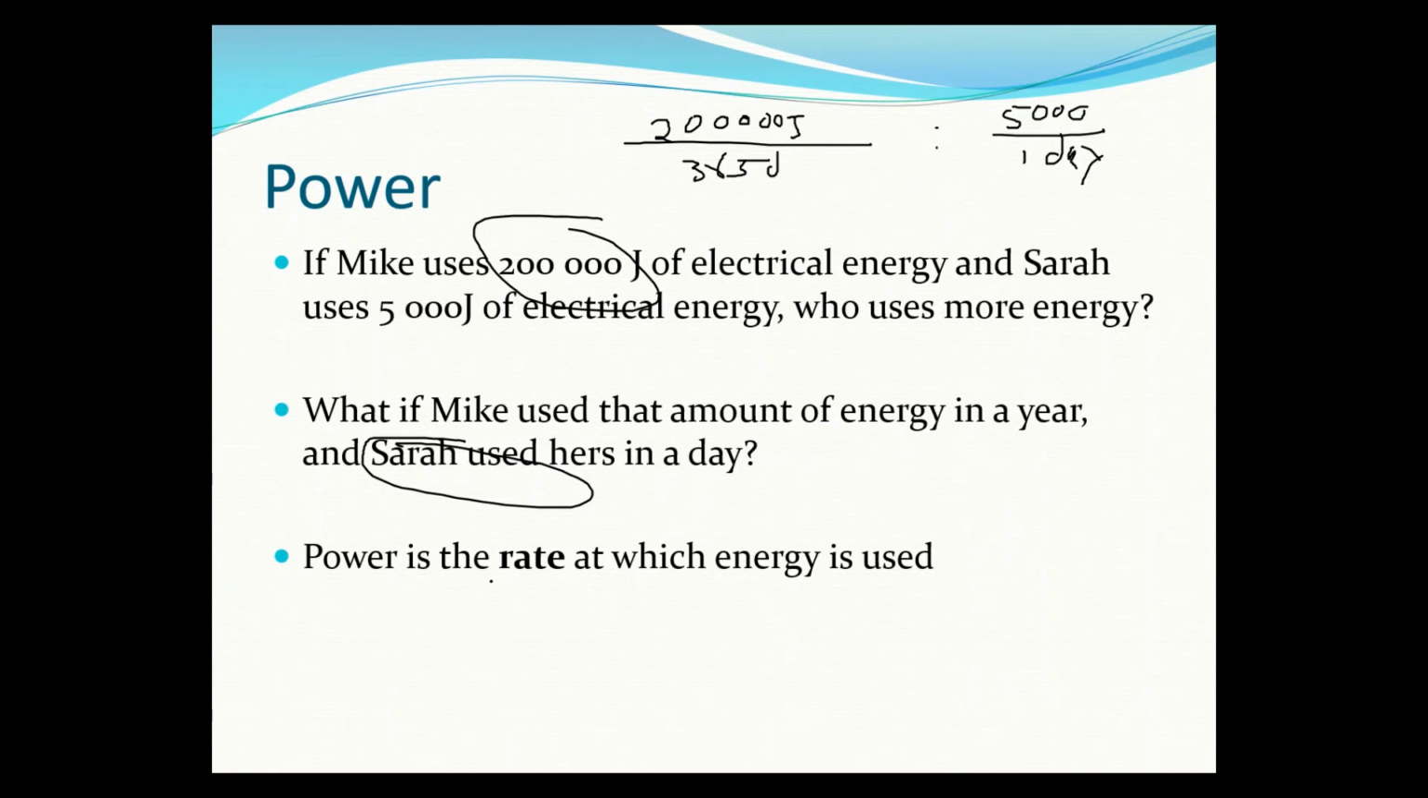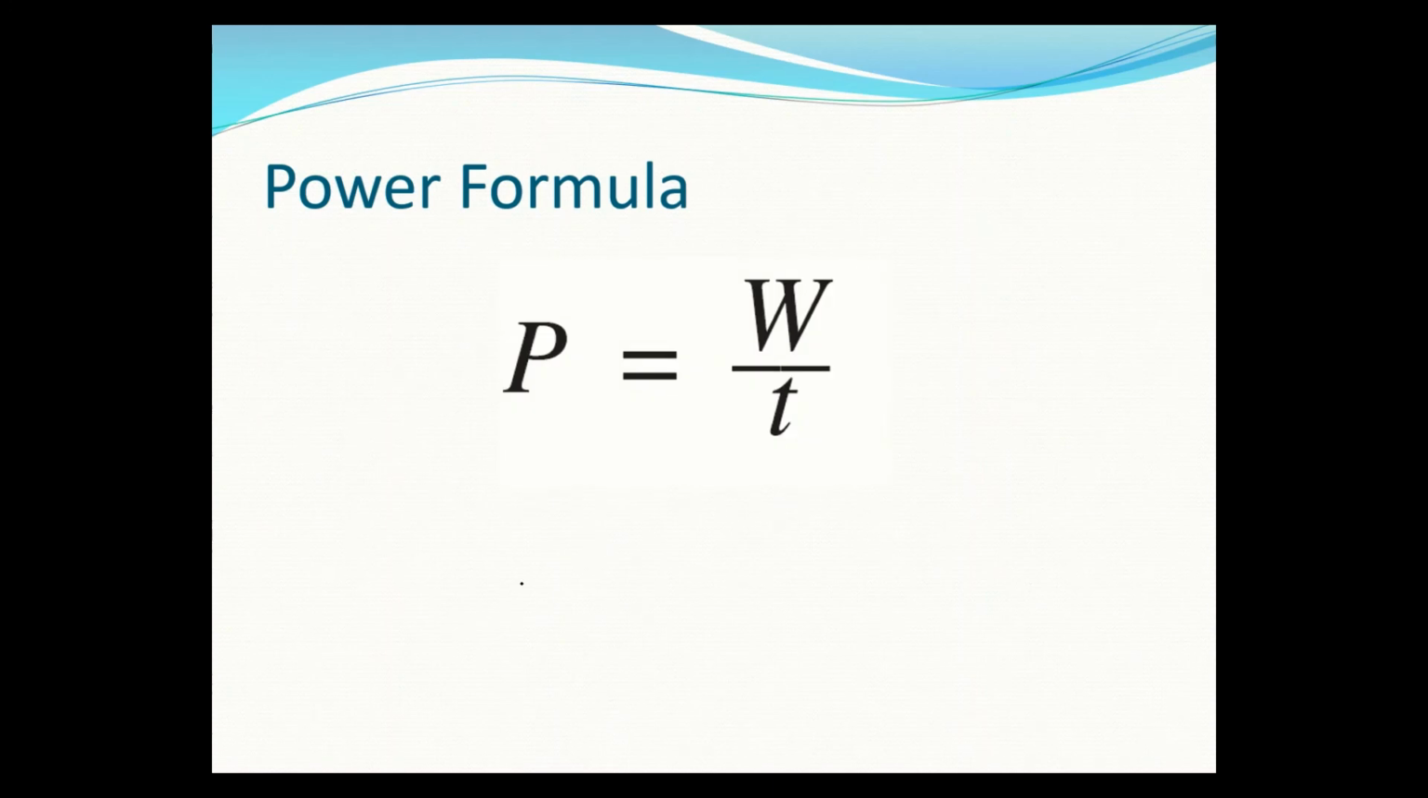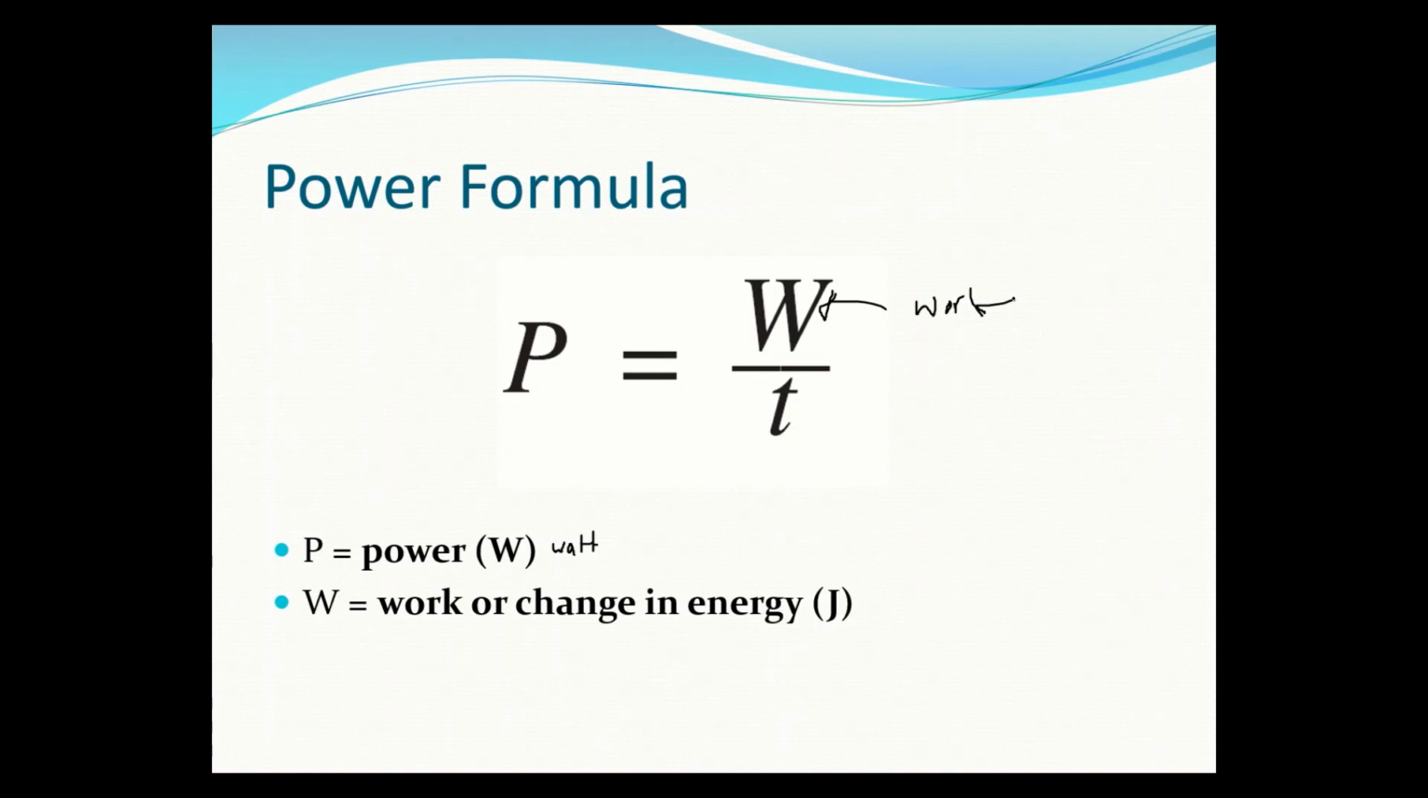So power is a rate, how fast you use that energy. So our power formula is power equals work over time. The unit for power, which is a little bit confusing, is a watt. So it's got the symbol W, and this here is work, which is joules. I don't know why they do that. So lots of times when I write a watt, I put bars on top so I don't confuse it with work. And then time in seconds.